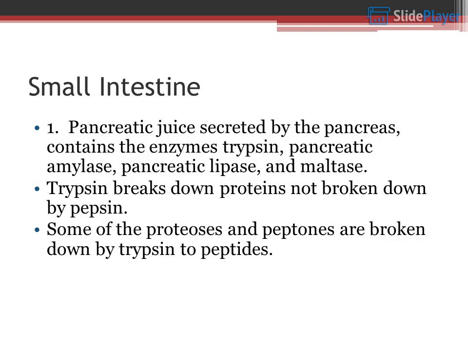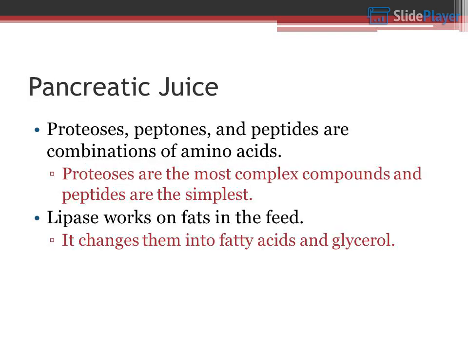Small intestine. 1. Pancreatic juice, secreted by the pancreas, contains the enzymes trypsin, pancreatic amylase, pancreatic lipase, and maltase. Trypsin breaks down proteins not broken down by pepsin. Some of the proteases and peptones are broken down by trypsin to peptides. Proteases, peptones, and peptides are combinations of amino acids. Proteases are the most complex compounds and peptides are the simplest.